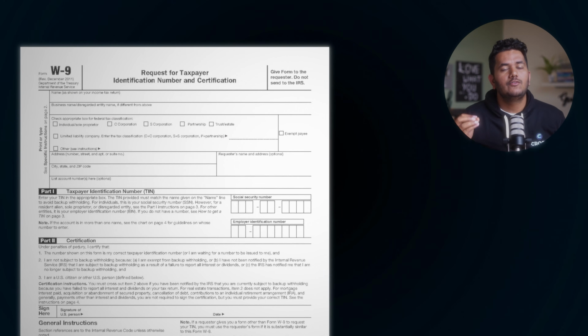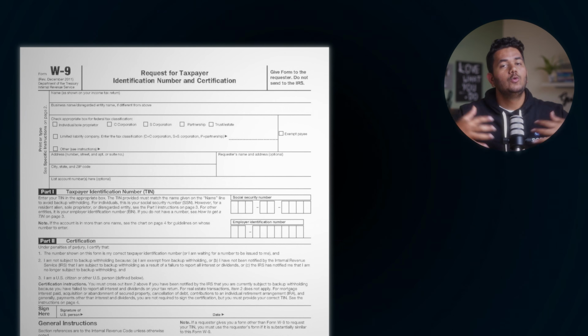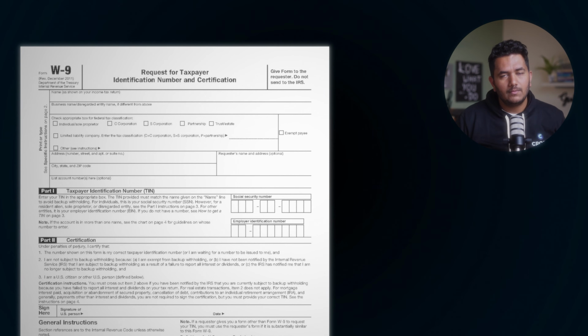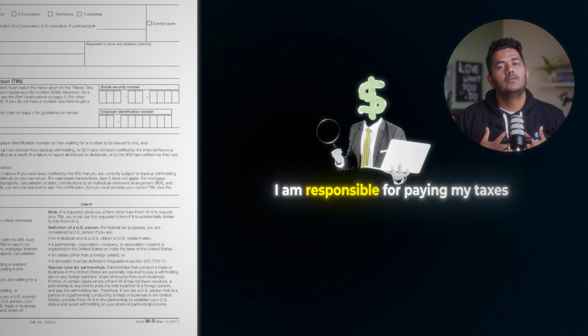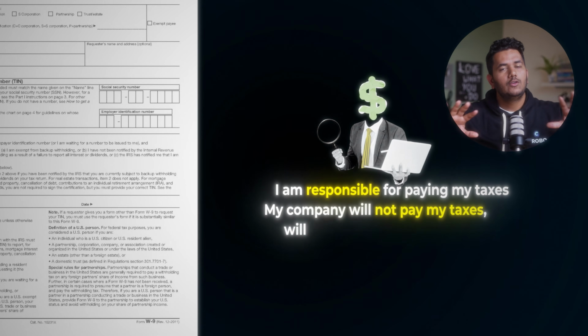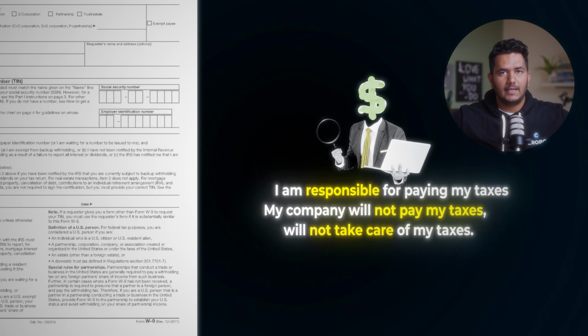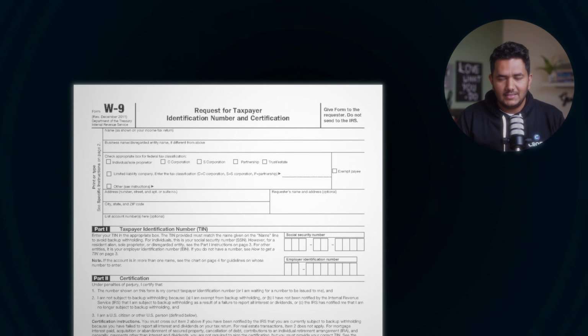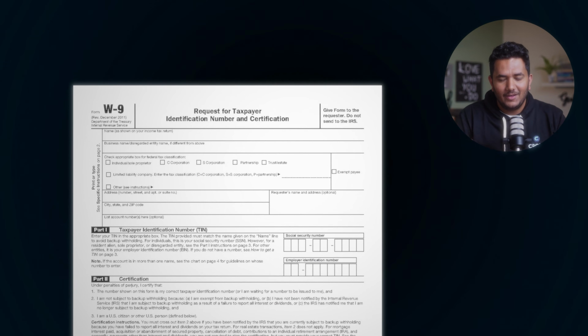But you have to fill out a W-9 form, which is basically for independent contractors. So you are an independent contractor. In this form, you're basically saying, hey, I am responsible for paying my taxes. My company will not pay my taxes, will not take care of my taxes. So whether citizen or resident or non-resident of the United States, I will take care of my tax payments.